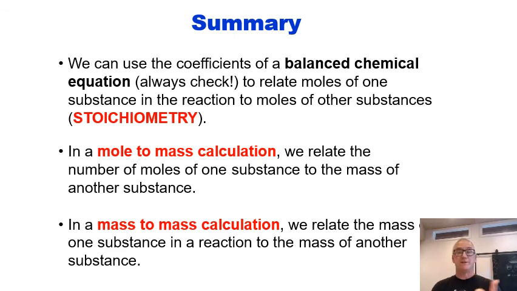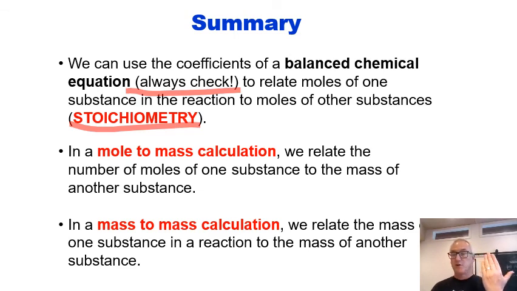So we can always use the coefficients of a balanced chemical equation, and I make the point again, always check, to relate moles of one substance in a reaction to the moles of any of the other substances in a reaction. There could be 15 reactants and products, but if I have a balanced equation and just one amount of any of those, I can automatically figure out the amounts of all the other ones, just based on the ratios in the balanced chemical equation. And that is the hateful term stoichiometry.